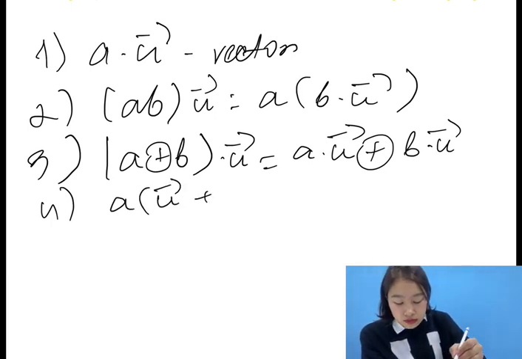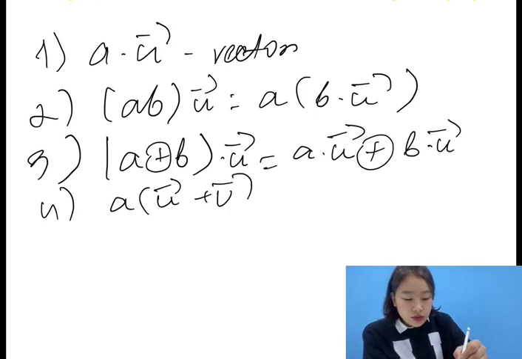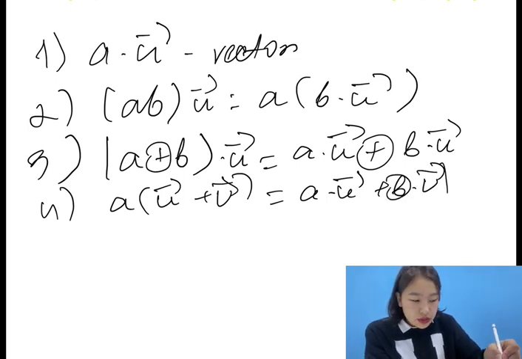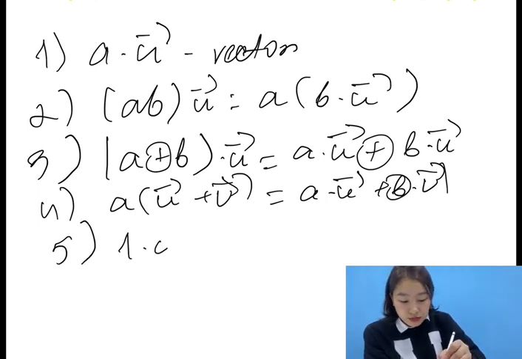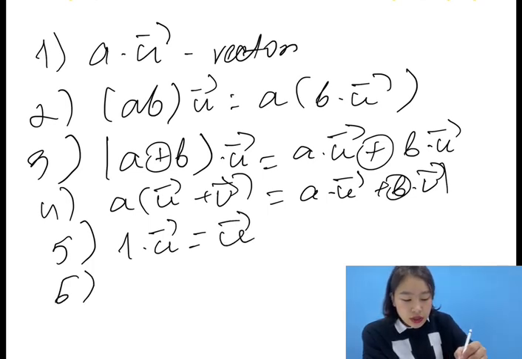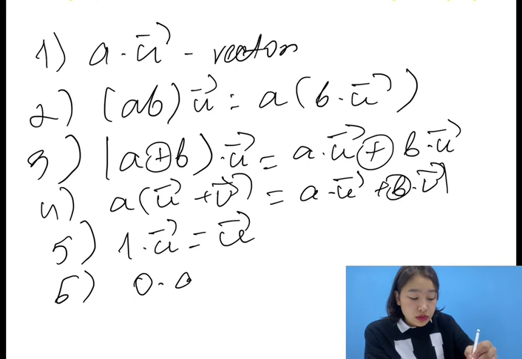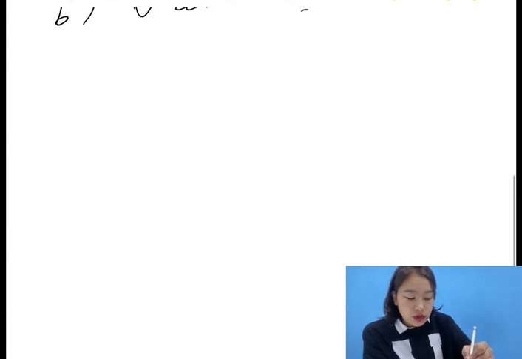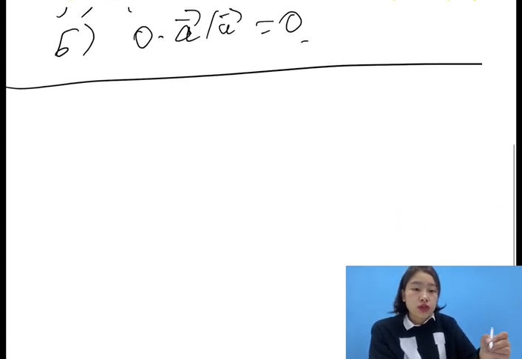The fourth one, like the rule, if we have the sum of 2 vectors and multiplying by a scalar, we can write it like A multiplying by U plus B multiplying by V vector. B is another value here. The fifth one: when 1 is multiplying by U vector, it gives us just U. If 0 is multiplying by a vector, the U vector, it doesn't matter, it gives us 0.